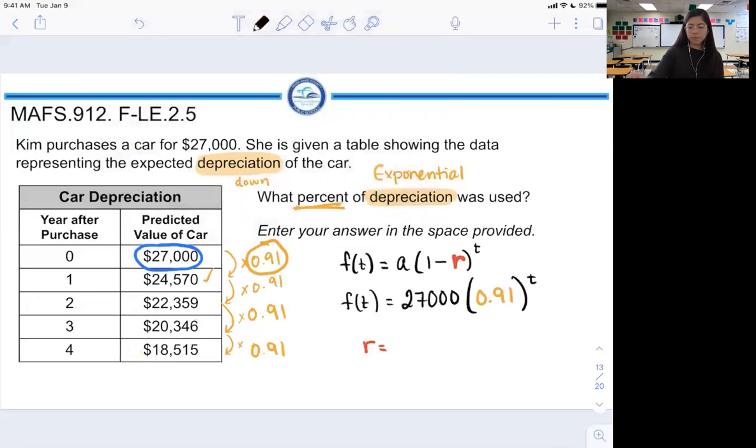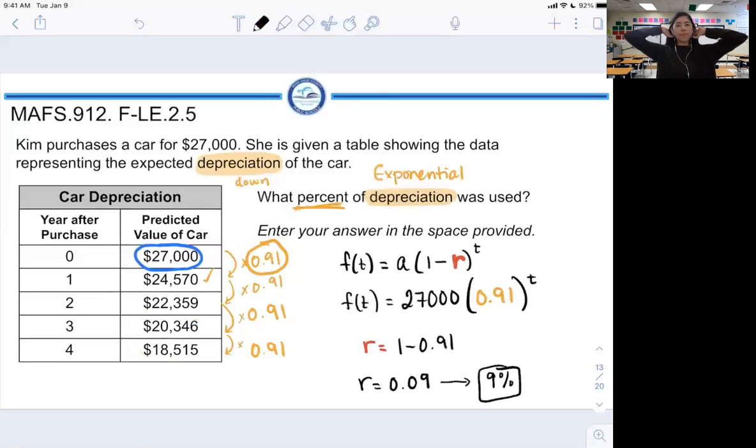You can do it basically the other way around. So 1 minus 0.91. I just think of it as the fact family, like they taught us in third grade. Exactly. So that gives you 0.09, which is, we need the percent. So 0.09 as a percentage is 9%. So it's going down by 9% every time.